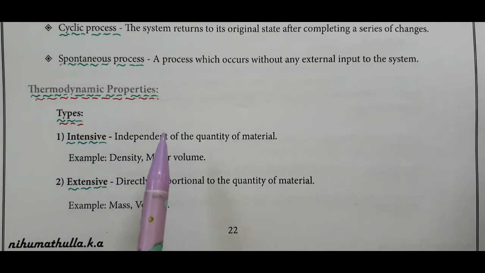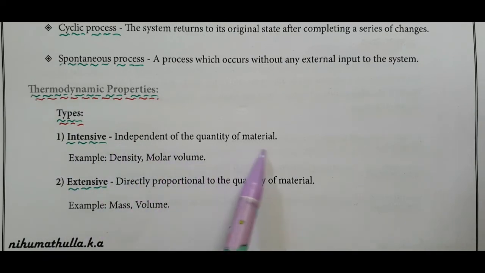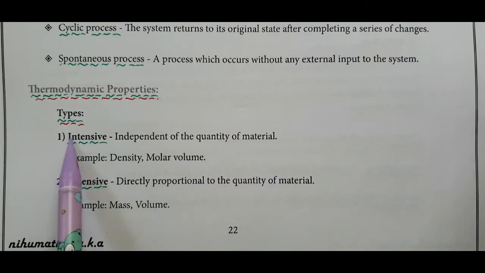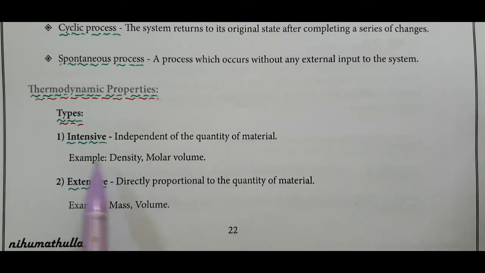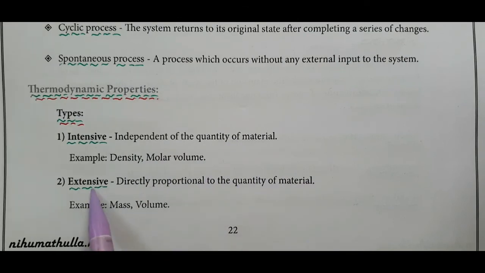Thermodynamic properties. What are the types of thermodynamic properties? One is intensive, independent of the quantity of the material. Example, density, molar volume. Extensive properties are directly proportional to quantity of matter. So, intensive properties are independent of mass and size of the system. Extensive properties depend on mass and size of the system. Example, the properties mass and volume.